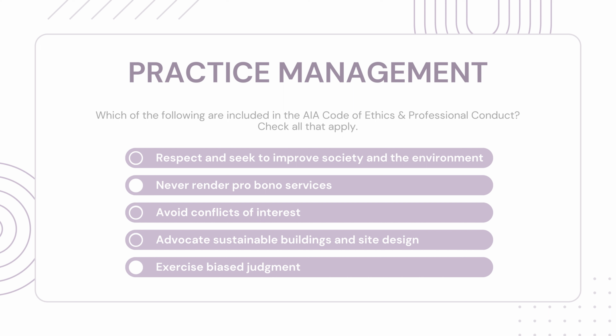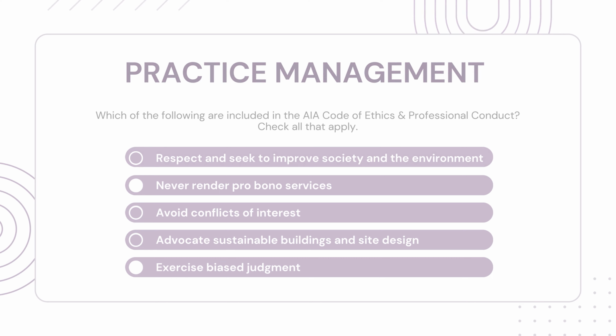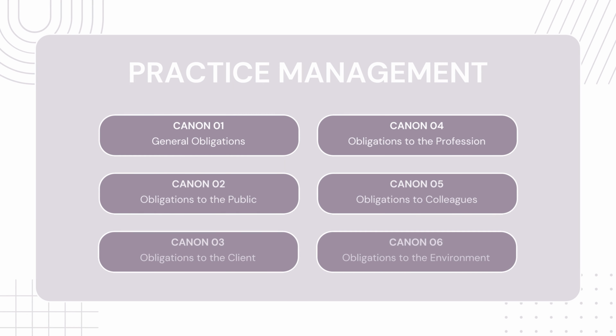The answer is respect and seek to improve society and the environment, avoid conflicts of interest, and advocate sustainable buildings and site design. The AIA Code of Ethics and Professional Conduct includes 6 canons. They are general obligations, obligations to the public, obligations to the client, obligations to the profession, obligations to colleagues, and obligations to the environment.